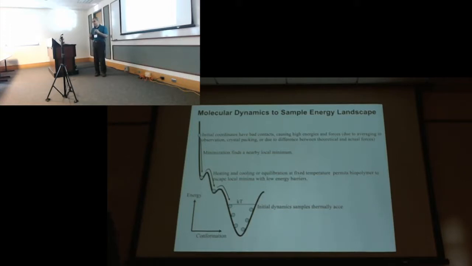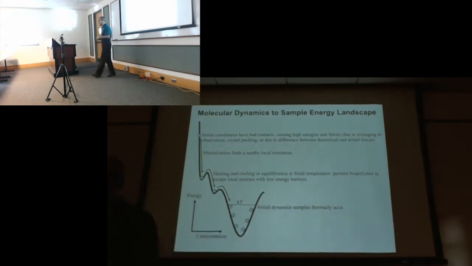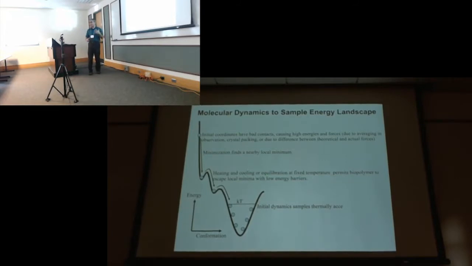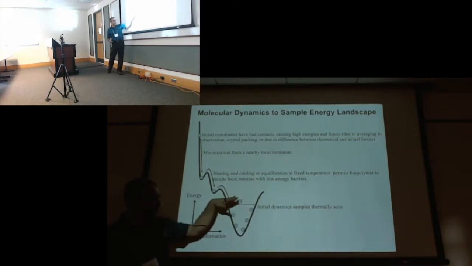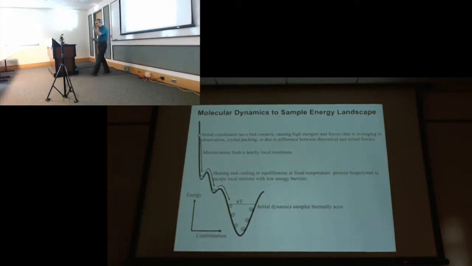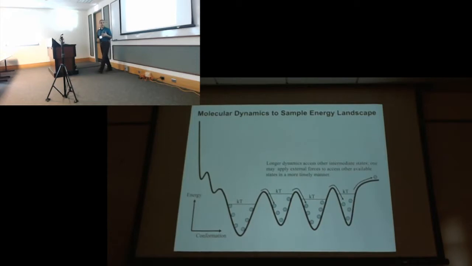You have to wait for some particles to happen to have much higher energy than kT to be able to overcome this barrier to go to the next. So the higher this barrier, the more you have to wait for some of these particles. And again, this is a one-dimensional system. You can imagine this could be a conformation or the position of a single particle. It doesn't matter. So you have to wait for thermal energy, random collisions of particles, to create enough kinetic energy for you to be able to overcome this barrier.